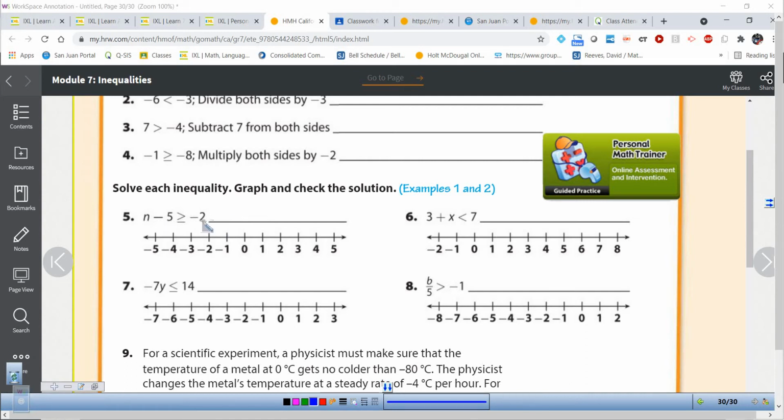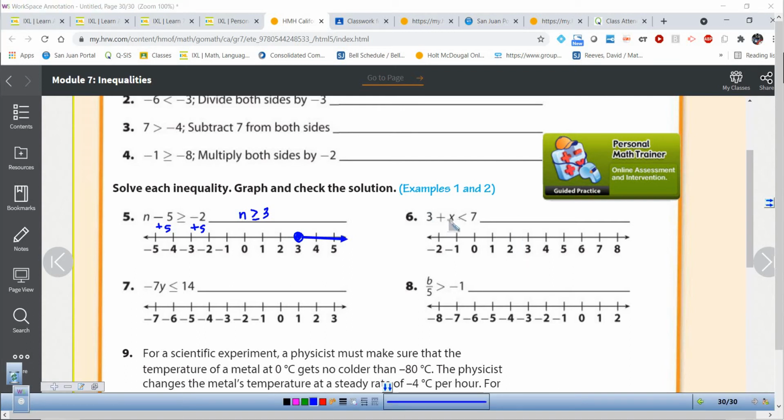So right here, I've got n minus 5 is greater than or equal to negative 2. The inverse of subtracting 5 is adding 5. And when I do that, I get n is greater than or equal to 3. I do not have to reverse the inequality sign because I added a positive number. In fact, you can add any number, positive or negative, and not reverse the inequality sign. So n is greater than or equal to 3. I'm going to put a closed circle on 3, and then an arrow going to the right. That's where we are greater than or equal to 3.